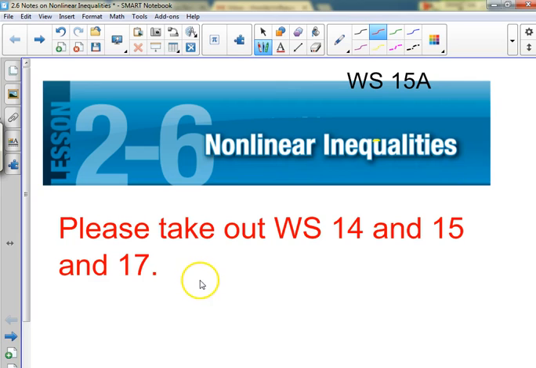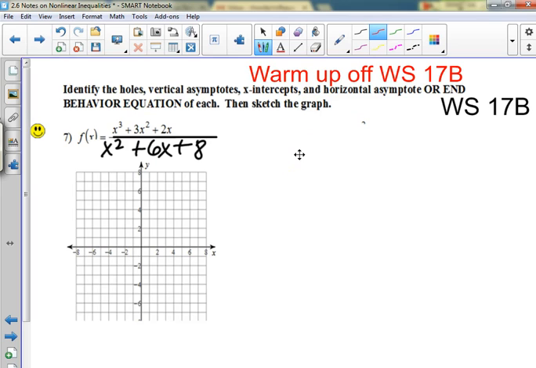Worksheet 15, section 2.6. We had a couple warm-ups first, but make sure you take out, well, we're going to actually do one off 17 together as a warm-up, so please have out 17. And then 14 is the notes, okay? The assignment, which you actually will have time to get to, I think, today. It's a short lesson. 14 is notes, 15 is assignment.